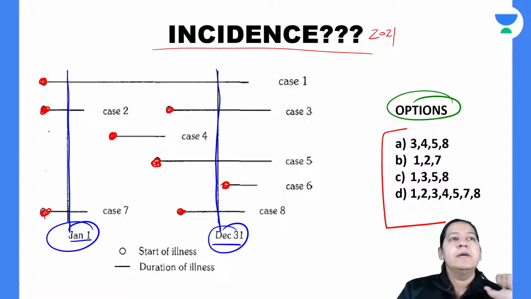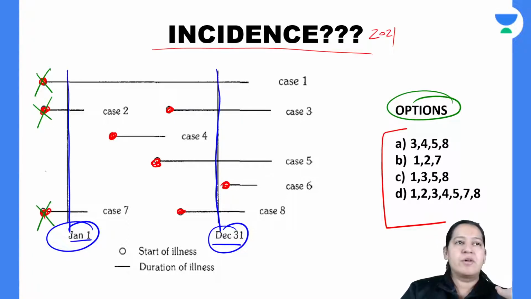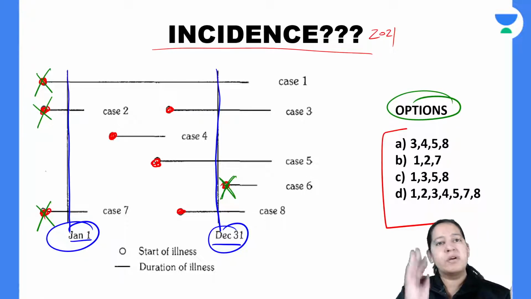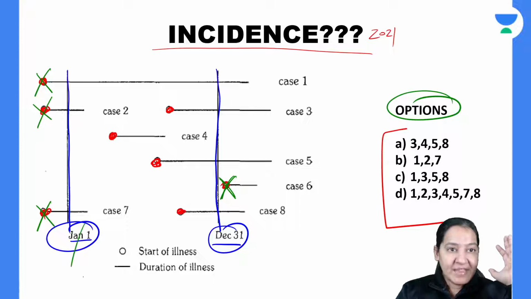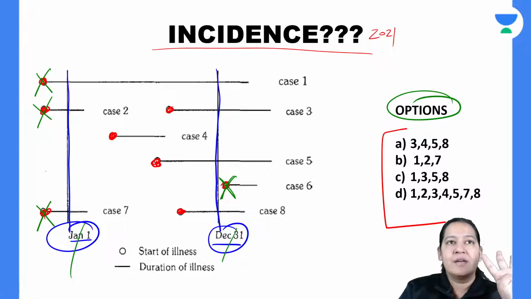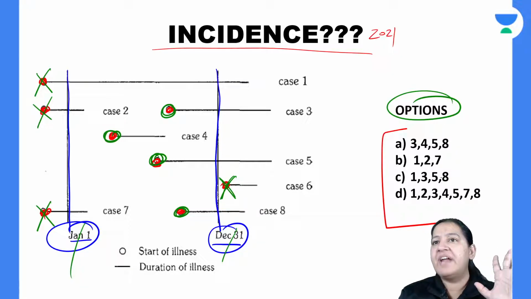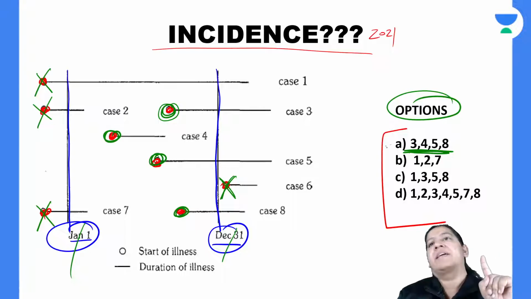Let me see, Iram. I will not take case 1 because it is before 1st January. It is not in that duration. I will not include 2 also. I will not include 7 also because these 3 are before 1st January. I will not include case 6 also because it is after 31st December. Between that period, only 4 cases are there: case 3, case 4, case 5 and case 8. Sorry, it is 3, not 2. So 3, 4, 5, 8, A is the correct answer.